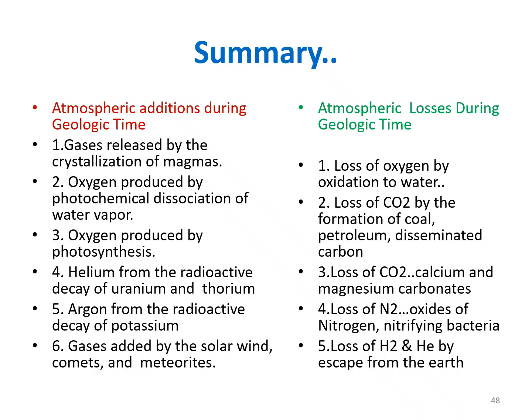Then what are the atmospheric losses during geological time? Number one, loss of oxygen by oxidation to water. Number two, loss of carbon dioxide by the formation of coal, petroleum, disseminated carbon, and so on. Number three, loss of carbon dioxide by calcium and magnesium carbonates. Number four, loss of nitrogen by oxides of nitrogen, nitrifying bacteria. And number five, loss of hydrogen and helium by escape from the earth.